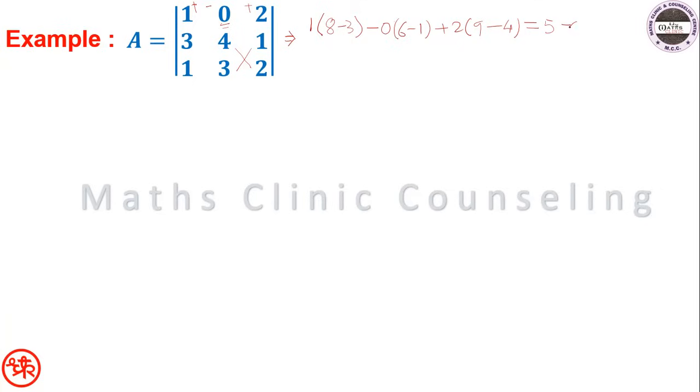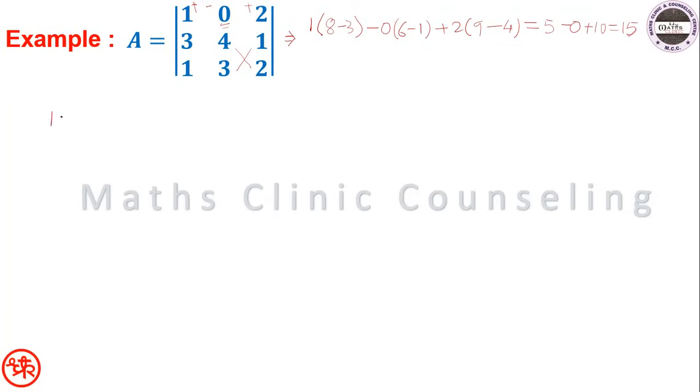The middle term is 0 into 5, which is 0. And then you get 2 into 9 minus 4 is 5, that is 2 into 5 is 10, plus 10, so it is equal to 15. Is that clear? Now the aim of this question is to introduce another way to solve the determinant.